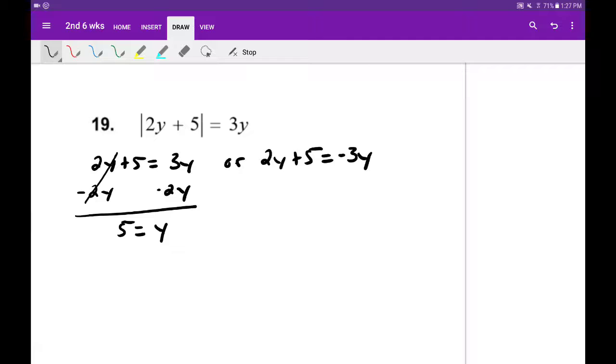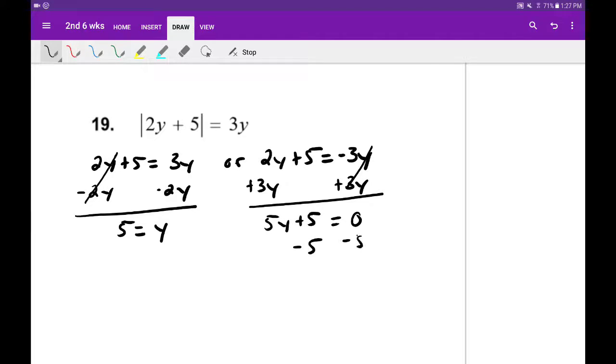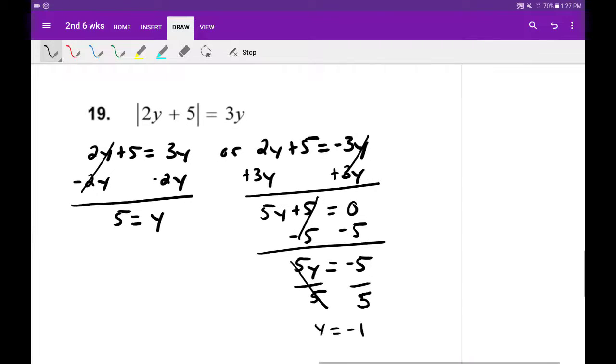Okay, let's solve the right equation. So again, I like my variables positive, so I'm going to add 3y over here to both sides. Those cancel, get 0. 2y and 3y make 5y. Let's subtract 5 both sides. Those cancel. We have 5y equals negative 5. Divide the 5 both sides. Alright, and then we get y equal to negative 1.